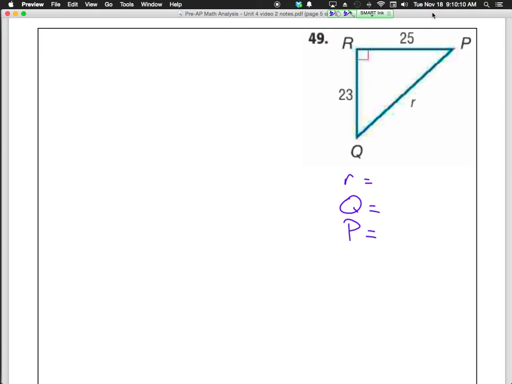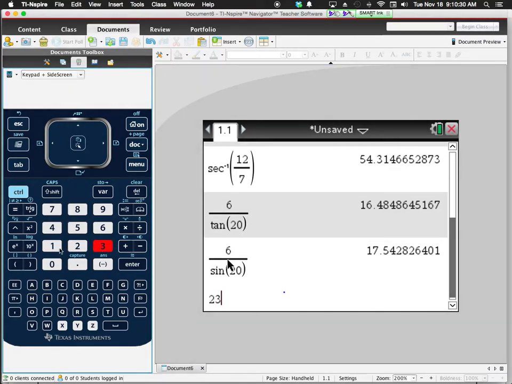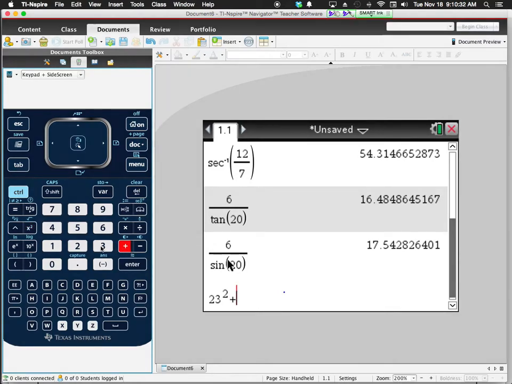Quit helping her. The hypotenuse. What is the hypotenuse in this case? Is it R? R. So that means R has to be over here by itself. And I've got 23 squared plus 25 squared over here. And you can give me that answer in one of two ways. We can do 23 squared plus 25 squared and give me that.